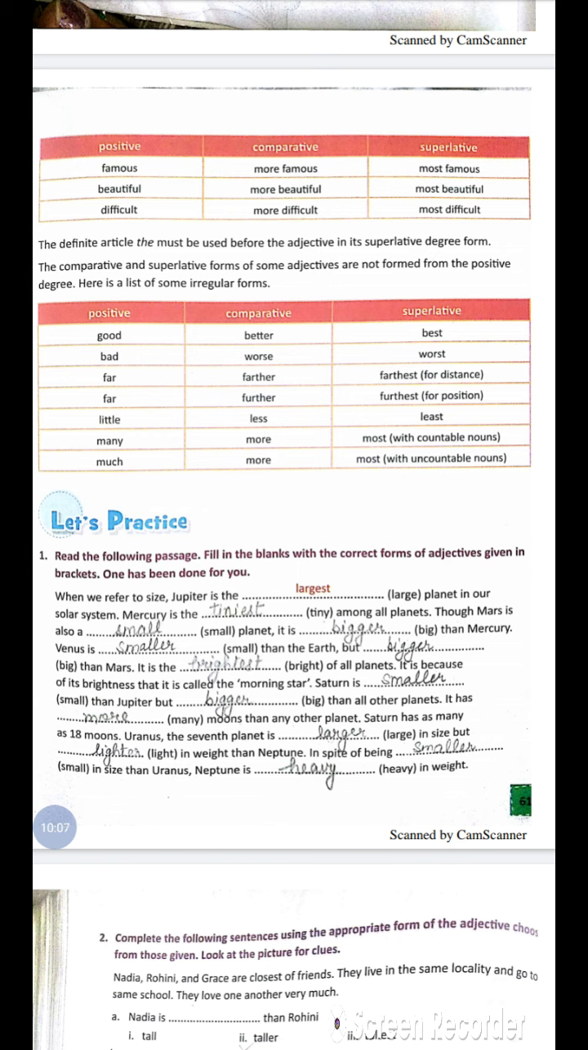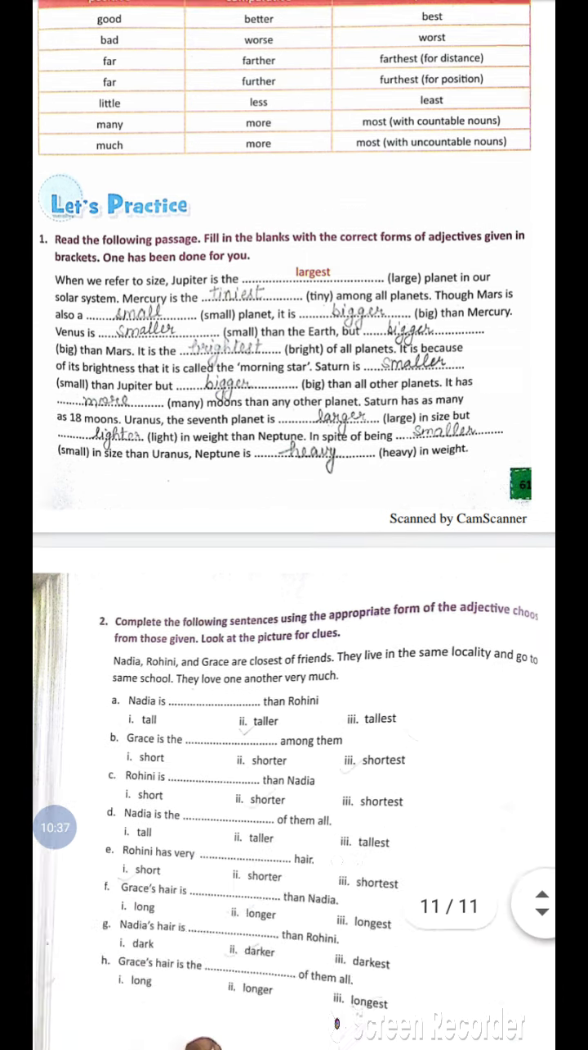The definite article the must be used before the adjective in its superlative degree form. Some adjectives do not follow the regular pattern. Some irregular forms are there, like good, better, best, bad, worse, worst, far, farther, farthest, far, further, furthest, little, less, least, many, more, most.